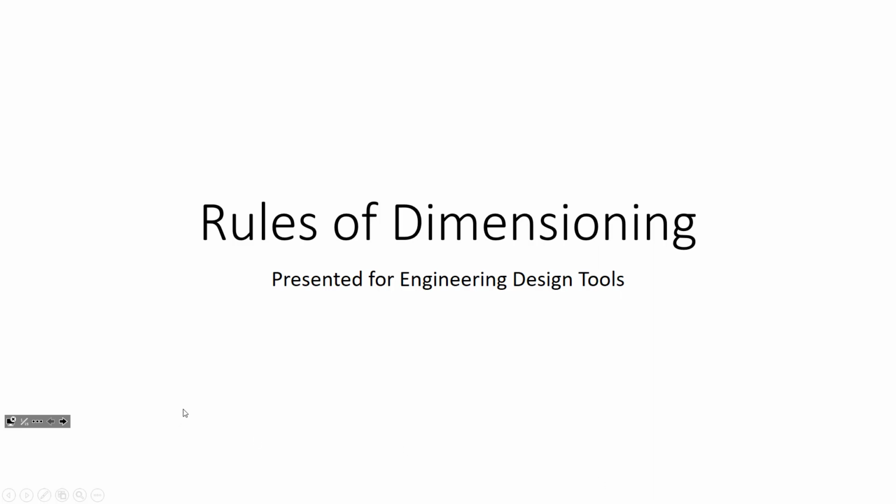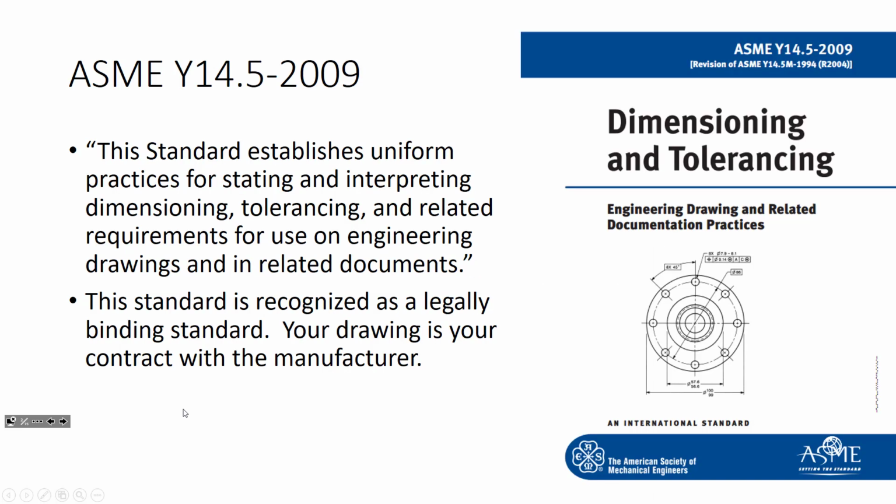All right, good afternoon. Let's take a quick look at some rules of dimensioning and especially how it relates to our finger engine drawings. All of the rules of dimensioning are controlled by the ASME Y14.5 standard. The most up-to-date one is the 2009 standard, but this is a standard that everyone has to follow when they're creating drawings, and it is legally binding. So make sure you're paying attention to your drawings because they literally are a contract.